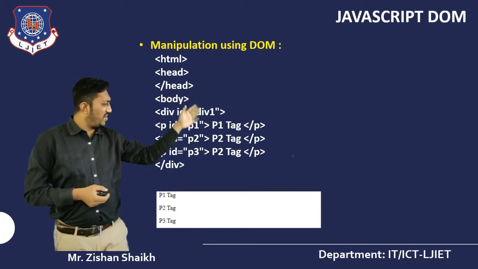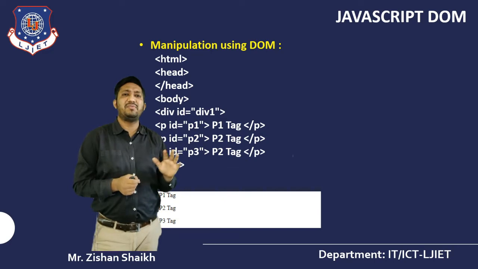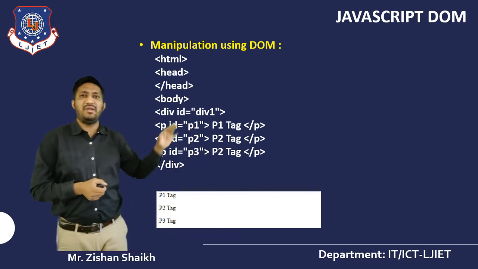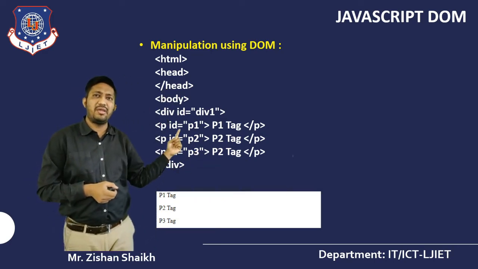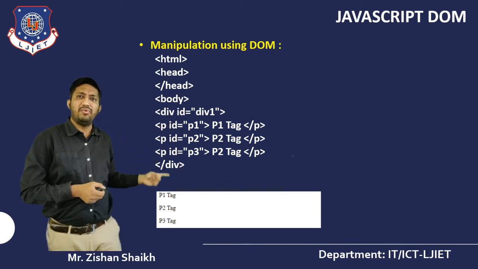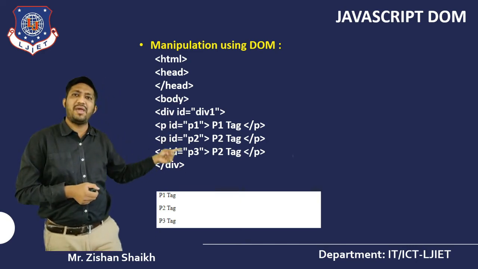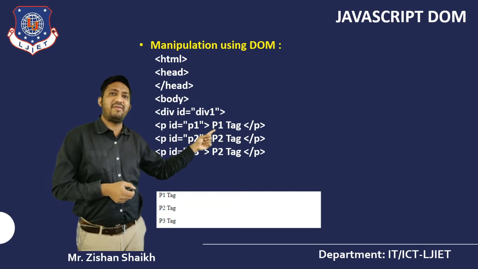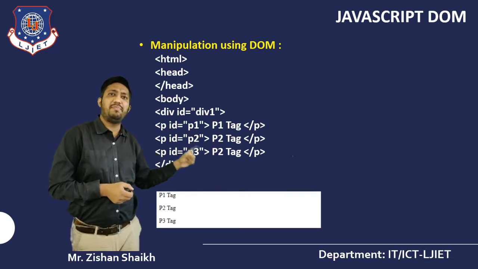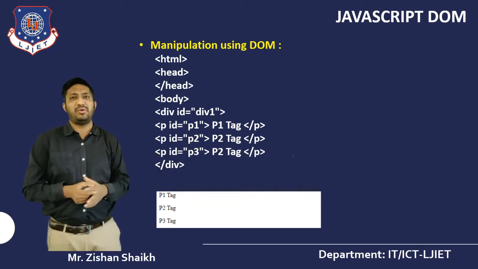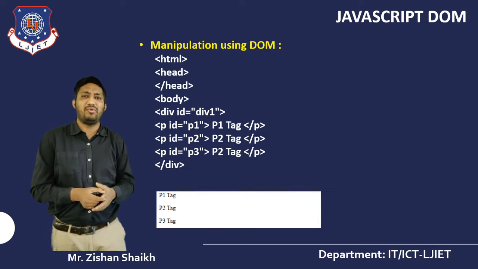Suppose we are understanding this manipulation with the help of this basic example. In my HTML tag, I am taking one div tag. In the div, I am taking three paragraph tags: a P1 tag, a P2 tag, and a P3 tag.